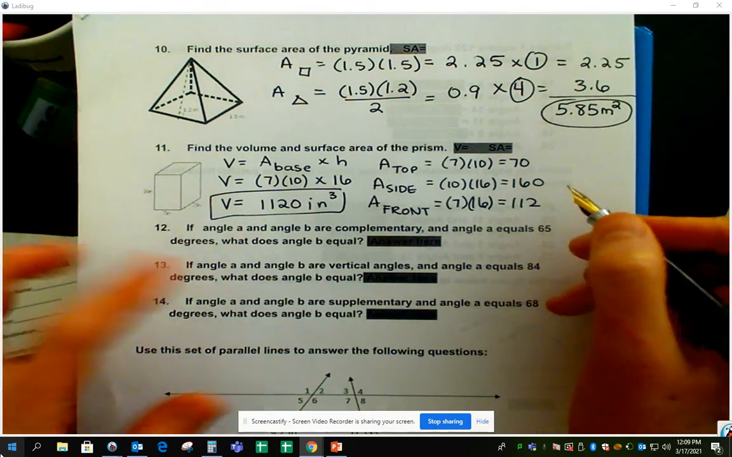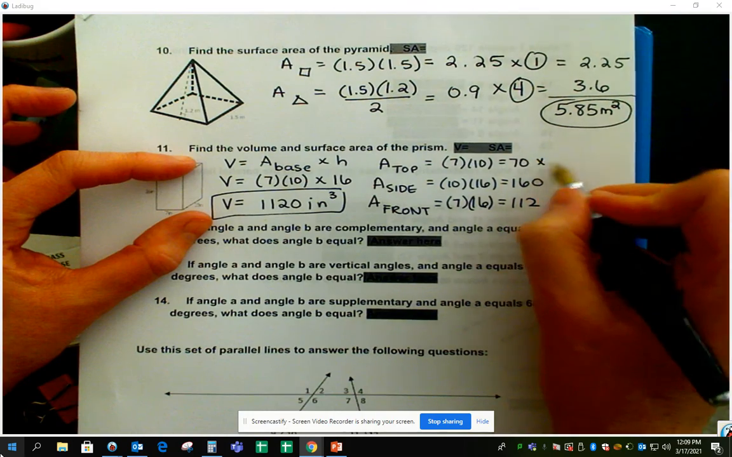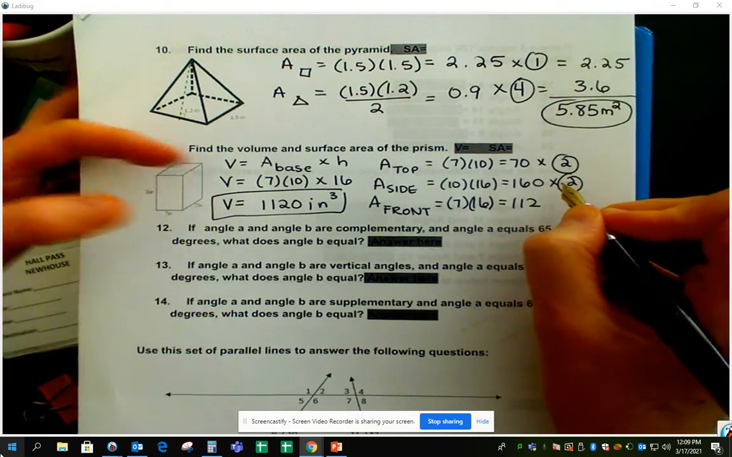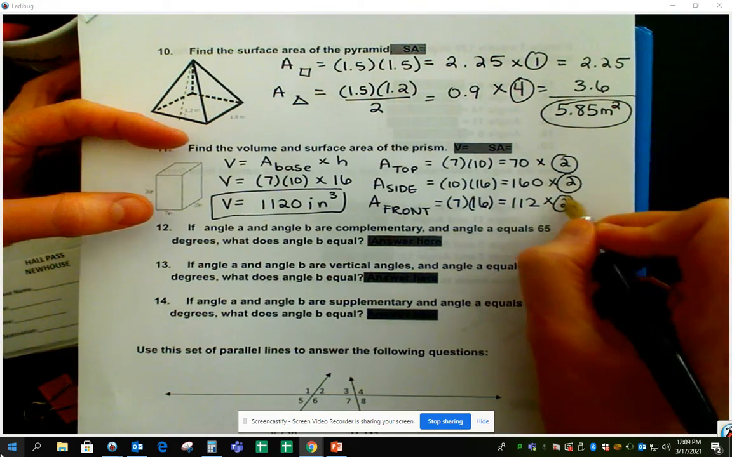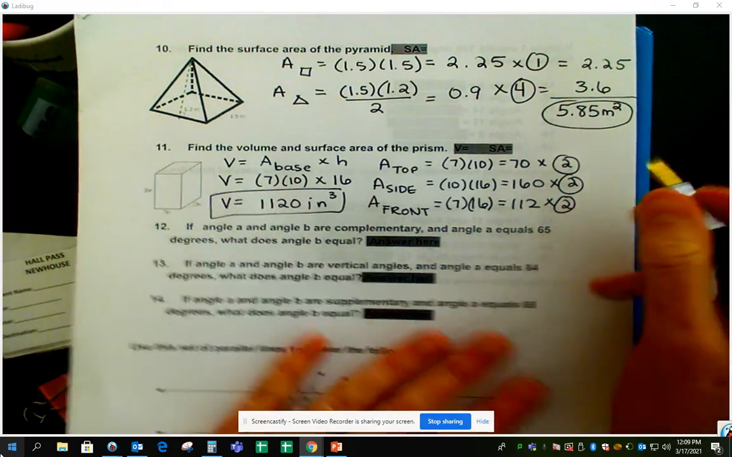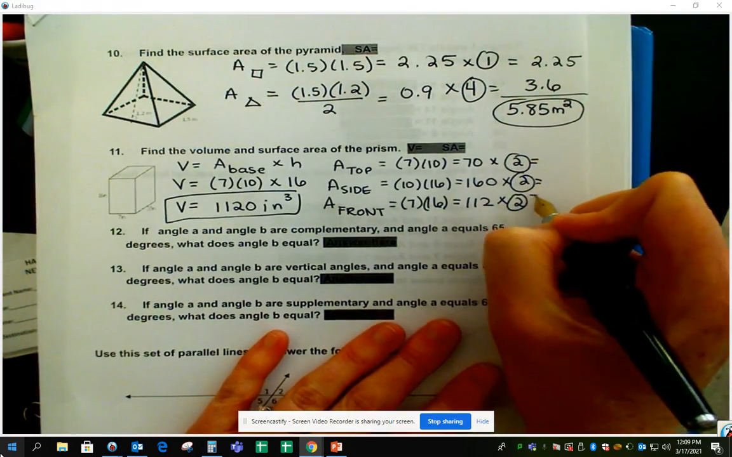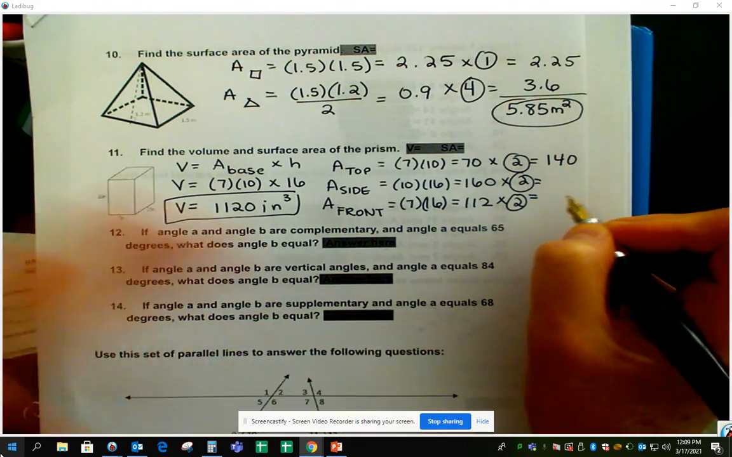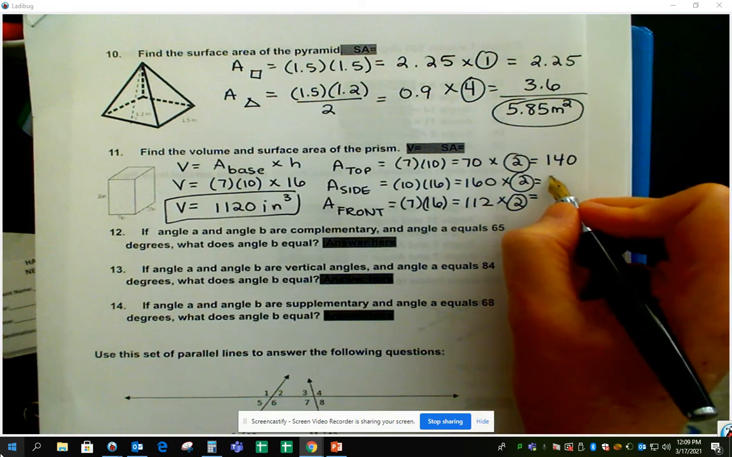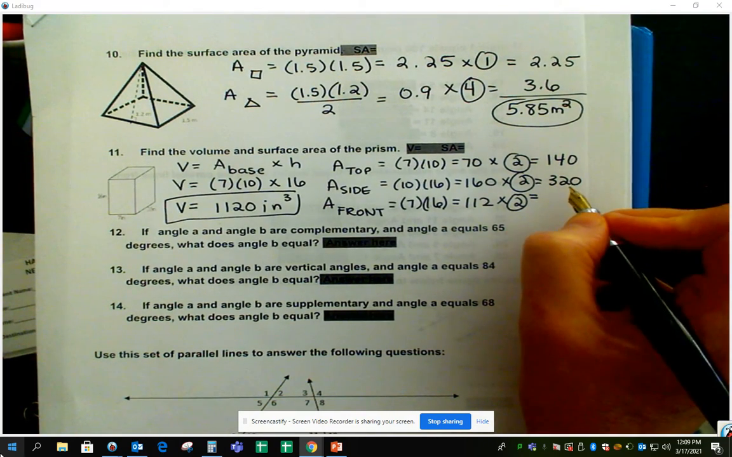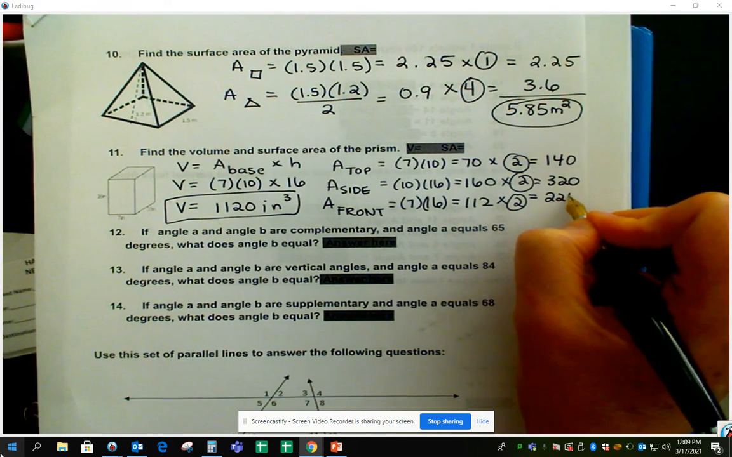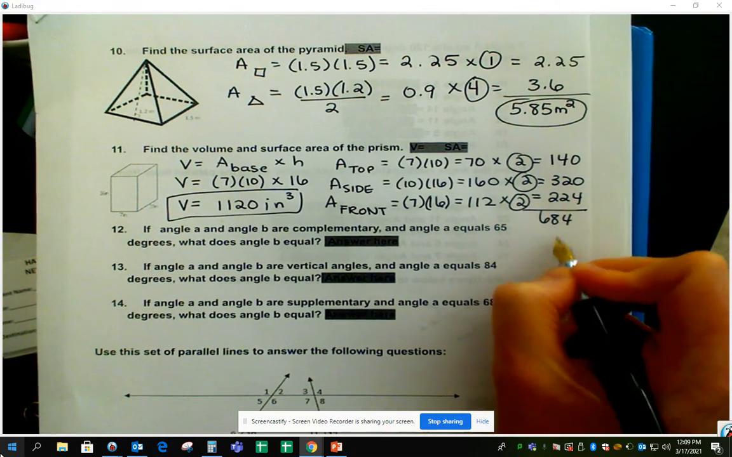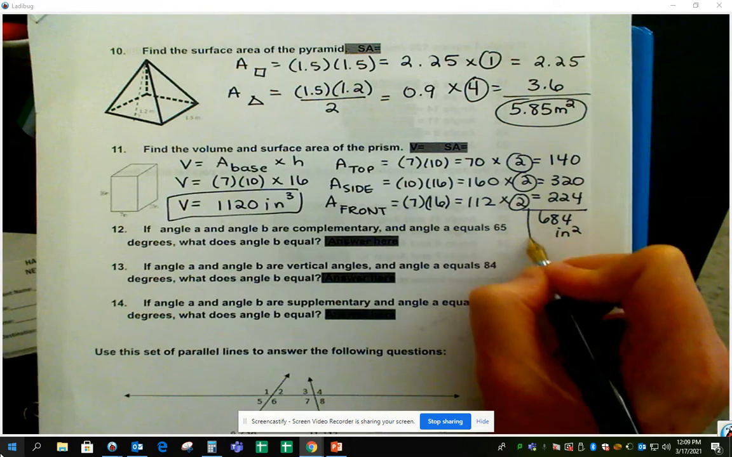So there's 2 of each thing, right? Top and bottom, side and side, front and back. That's going to give us all of our sides. So when we multiply those out, 70 times 2 is 140. 160 times 2 is 320. And 112 times 2 is 224. When I add all those up, I'm going to get 684 inches squared.